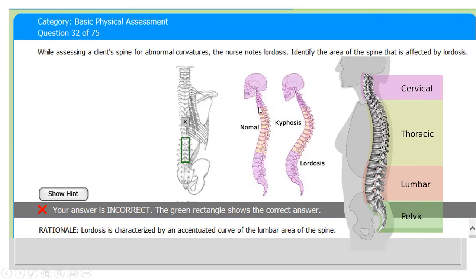Lumbar area. So this is the normal spine, and this is called cervical. This is thoracic, this lumbar, and pelvis. So lordosis is characterized by an accentuated curve of the lumbar area. This is the lumbar area. So if the lumbar area is curved too much, it is lordosis.